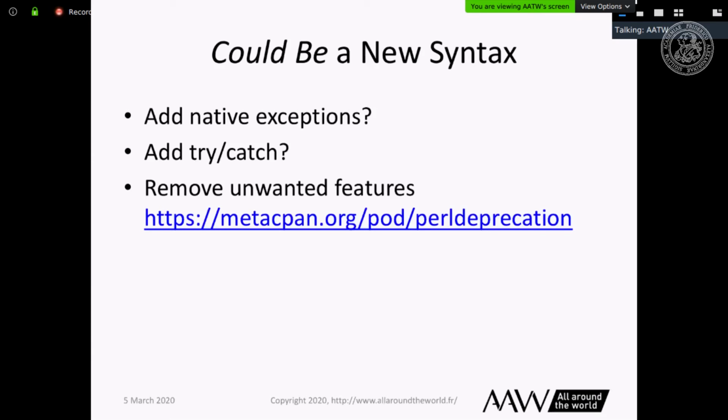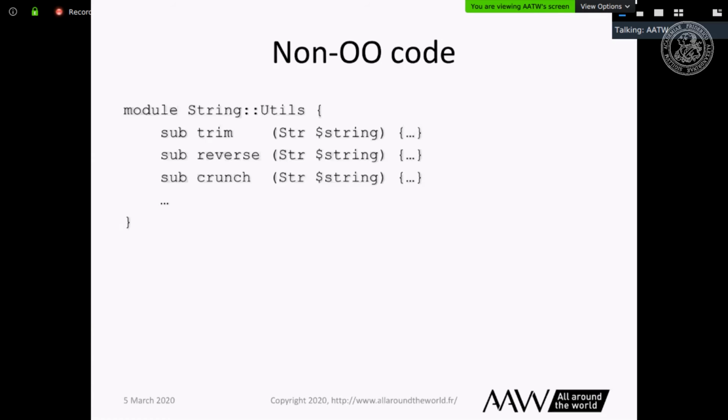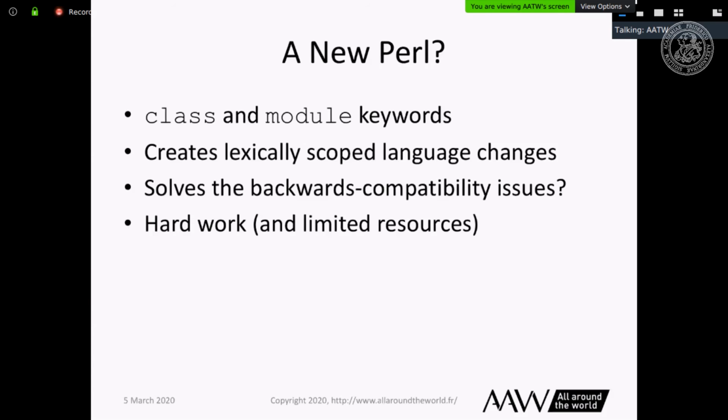This gives us the ability to move forward, but we don't have to stop there. What if we have module string utils? This would be like a class, except it's procedural code instead of OO code, getting us a nice, clean, modern language. So class and module keywords would be introduced, and because the language changes are lexically scoped in a way that would be illegal in older Perls, we don't have backwards compatibility problems anymore.